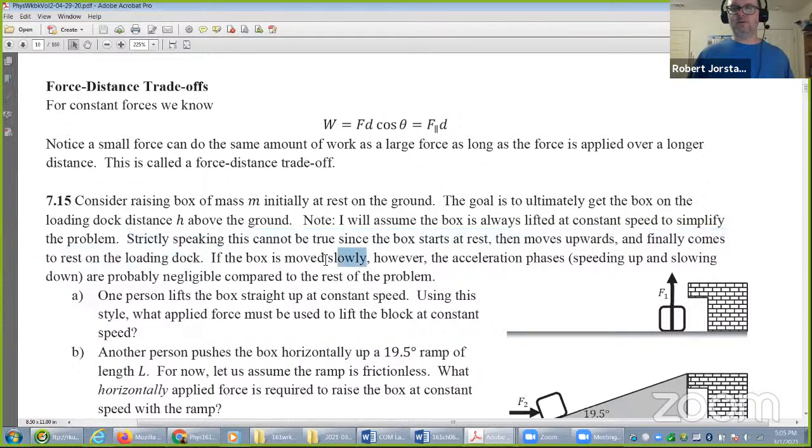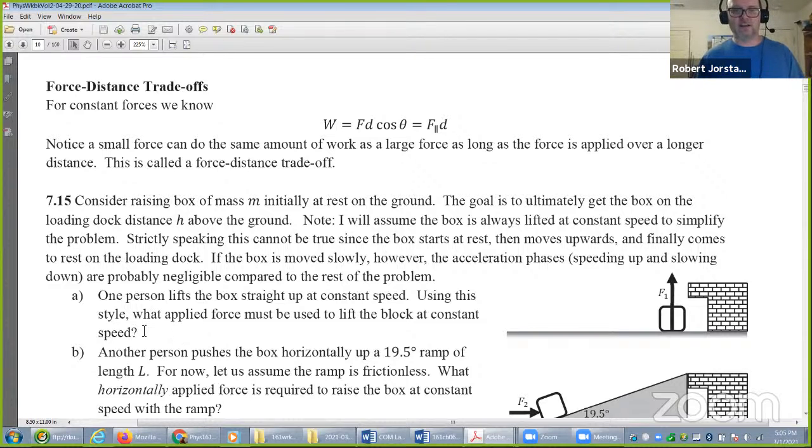However, if we move the box slowly, the acceleration stages are going to be very short compared to the rest of the problem, and we could basically ignore them. And if you think that's not appropriate, well, make the velocity even slower. Make the velocity 1,000 times slower, and then it is approximately true. So basically, we can move this box at constant speed, have that speed be very slow, and the acceleration phase is very short. Great.